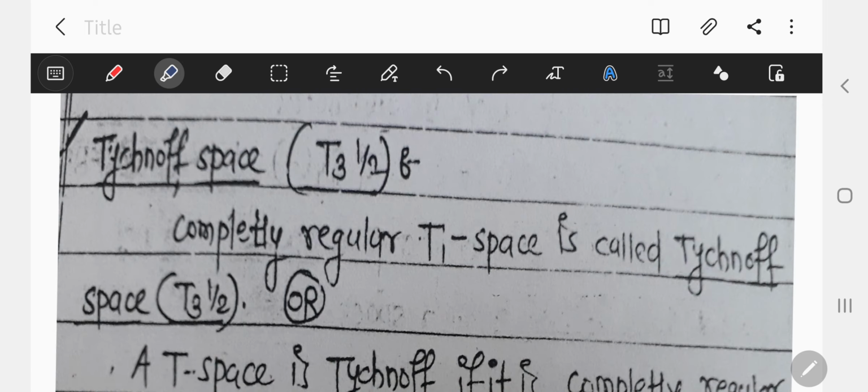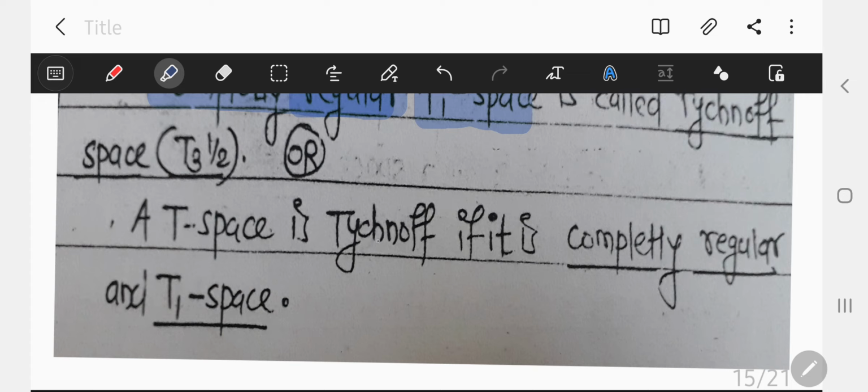Next definition is Tychonoff space, that is T3 1/2 space. The definition is simple. A completely regular T1 space is a Tychonoff space or T3 1/2 space. That is, for T3 1/2 space, we must know the definition of T1 space, regular space, and then completely regular space. That is, a topological space is Tychonoff if it is a completely regular T1 space.